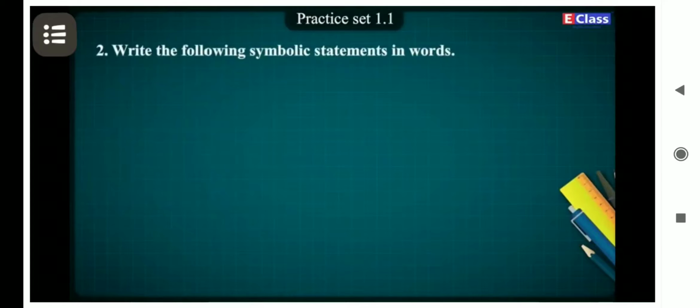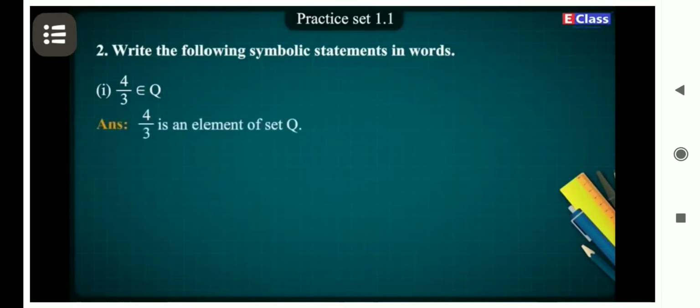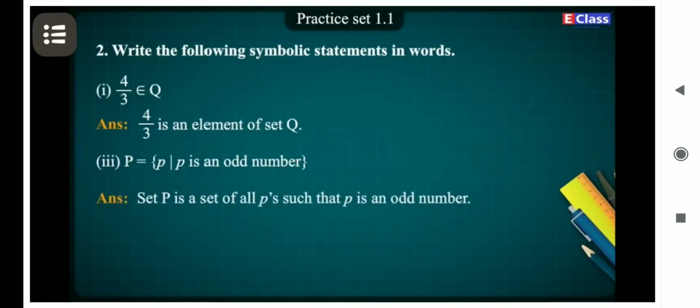2. Write the following symbolic statements in words. 1. 4/3 ∈ Q. Answer: 4/3 is an element of set Q. 3. P = {p | p is an odd number}. Answer: Set P is a set of all p such that p is an odd number.